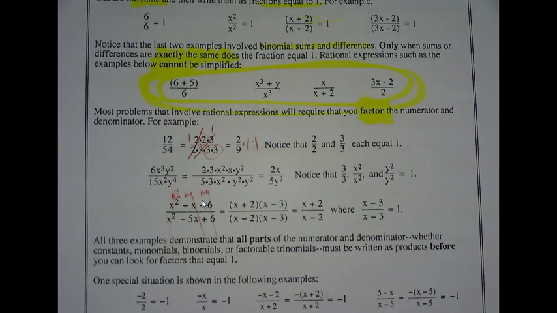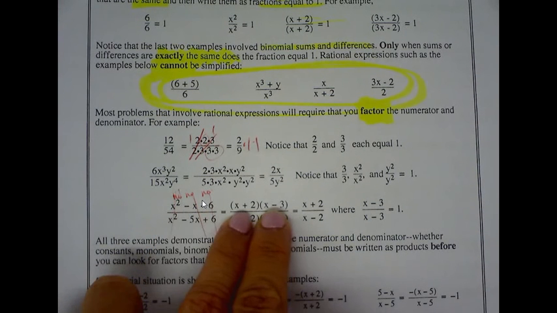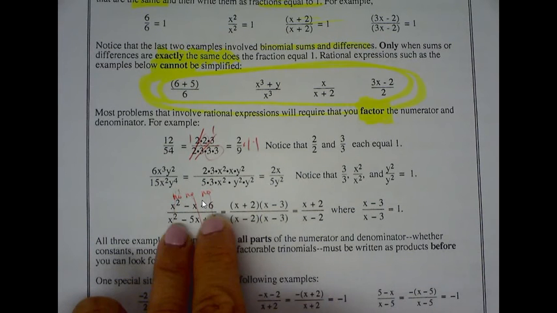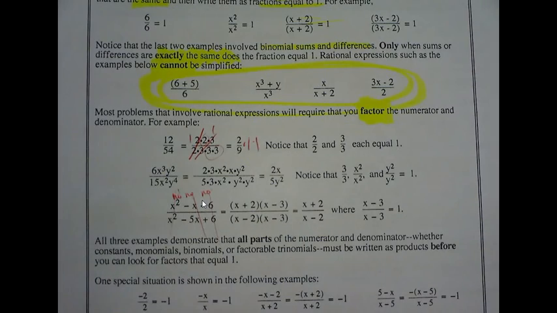What I can do is factor this, and real quick, let's just assume that we can do it fast. That's x minus 2 times x minus 3. This one factors to x minus 2 times x minus 3. So which ones can I cancel out? That's right. And so then my answer is x plus 2 over x minus 2.